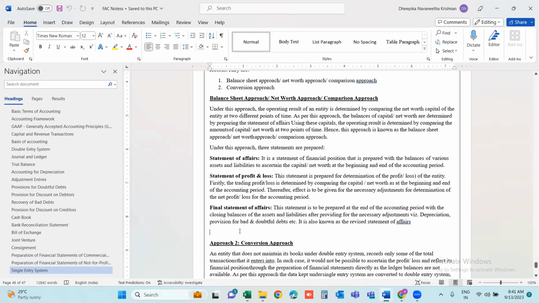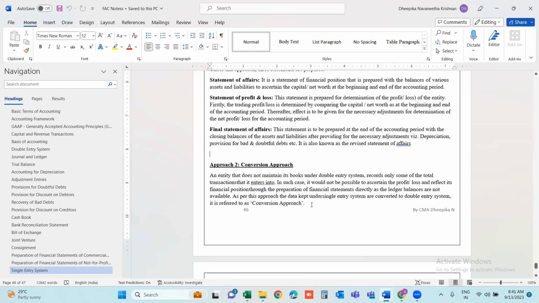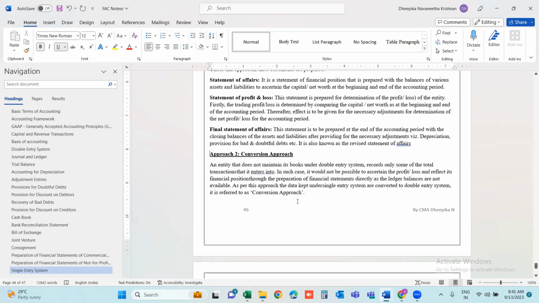Next is the conversion account. I have told you that I will convert your single entry system information into double entry, and I will start posting in the double entry financial statements method.